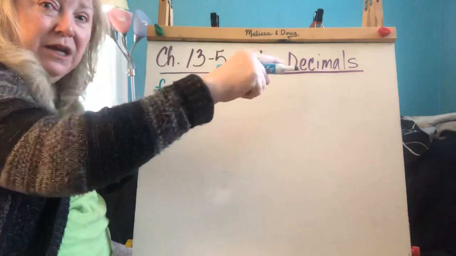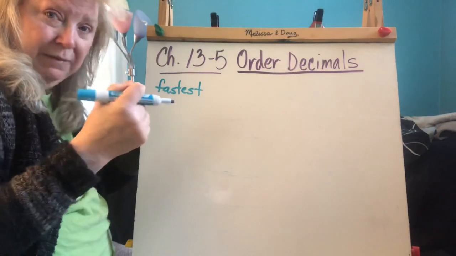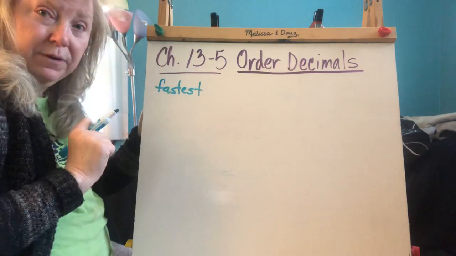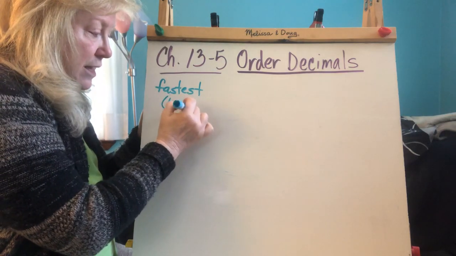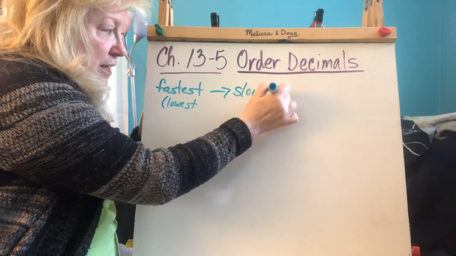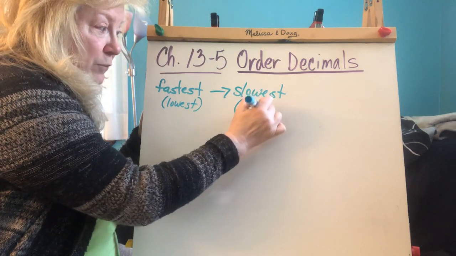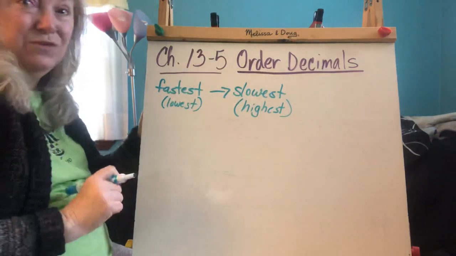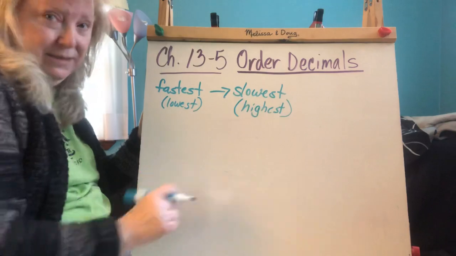If I run from here to here and you time it, and then you run from there to there and you time it, whoever went faster is going to have a smaller number on the timer. So fastest means lowest. And slowest is going to mean the highest number or the greatest number, okay? So even though lowest and slowest rhyme, they don't go together. Fastest, lowest, slowest, highest, okay?